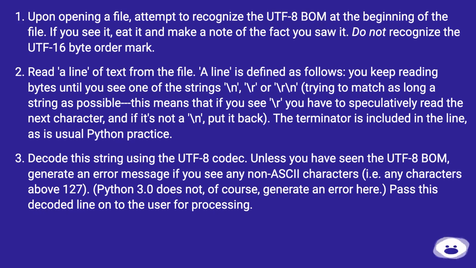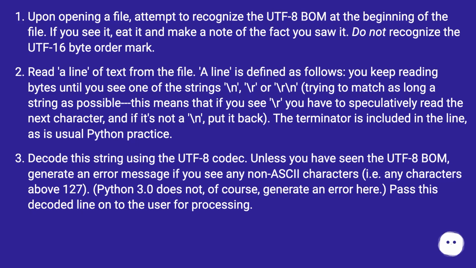A line is defined as follows. You keep reading bytes until you see one of the strings \n, \r, or \r\n, trying to match as long a string as possible. This means that if you see \r, you have to speculatively read the next character, and if it's not a \n, put it back. The terminator is included in the line.